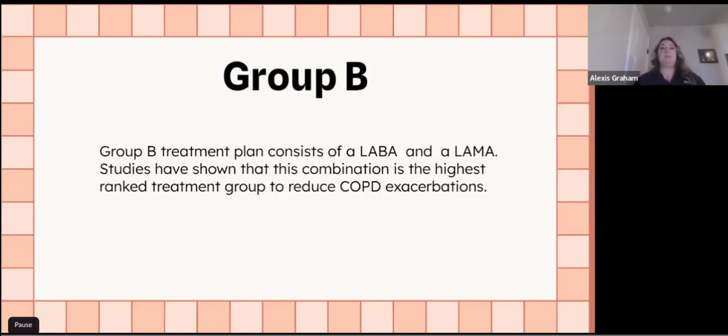Group B, the treatment plan will consist of a long-acting beta agonist, and then a long-acting muscarinic agent. Studies have shown that this combination is the highest ranked treatment group to reduce COPD exacerbations.